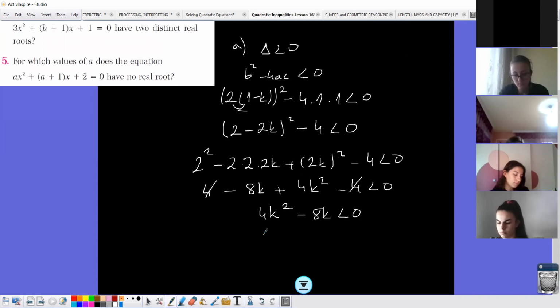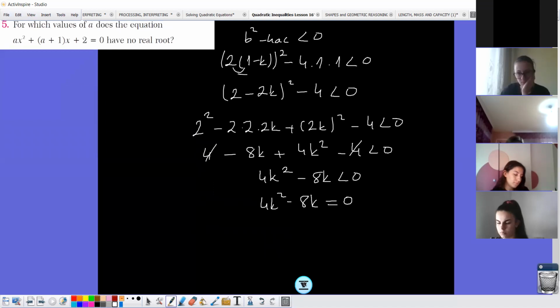Now, to find the k values, we will set 4k squared minus 8k equal to 0. And how will I find the k values? 4k is common for both of them. So we have 4k times (k minus 2) is equal to 0.